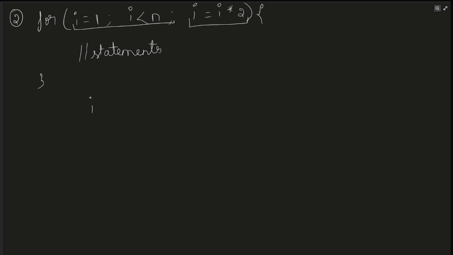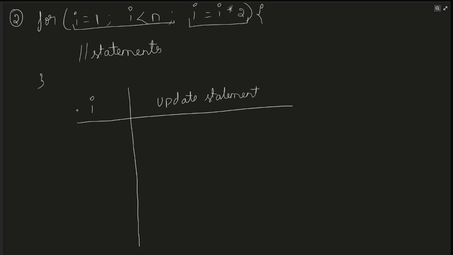Let me just draw the table and explain it. Update statement. For this dry run, let us consider n as 10. i starts from 1. We are not starting from 0 for this example. i, and after executing the statements, we'll keep track of that as well. Let me just add one more column here. Times executed.